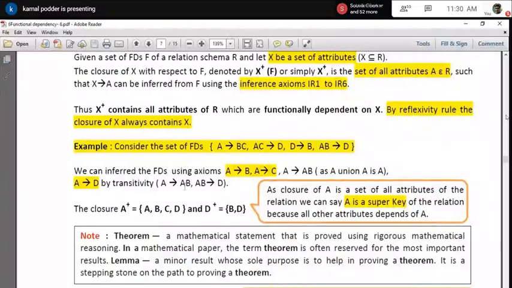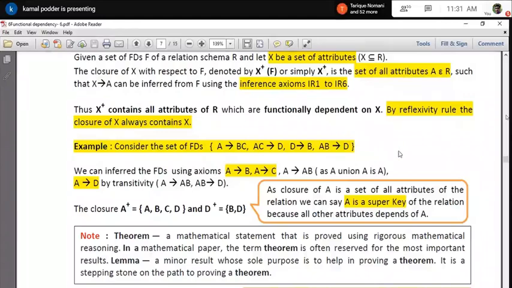Okay, X plus contains all the attributes of R which are functionally dependent on X. That is the meaning of this. That means if you find out the closure of X, then we can say that A is in the closure of X, and this type of functional dependency exists.